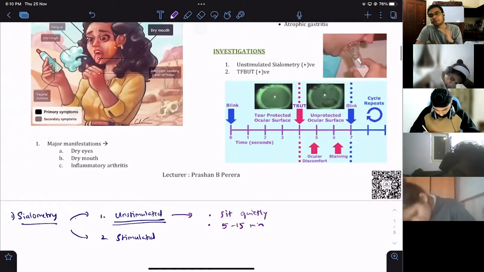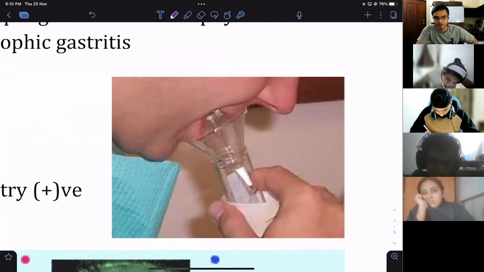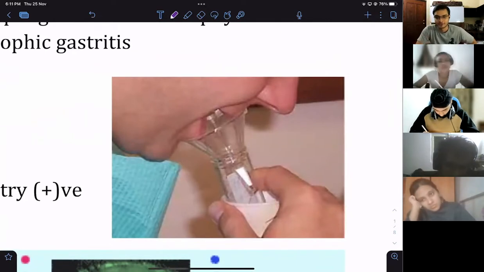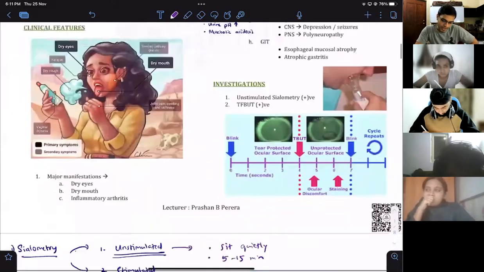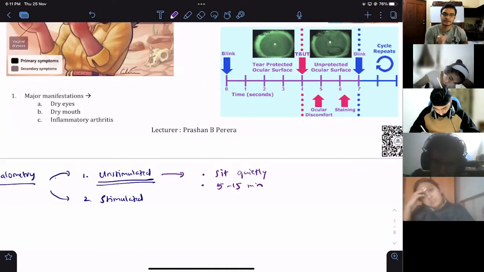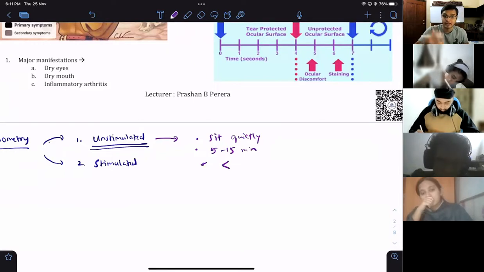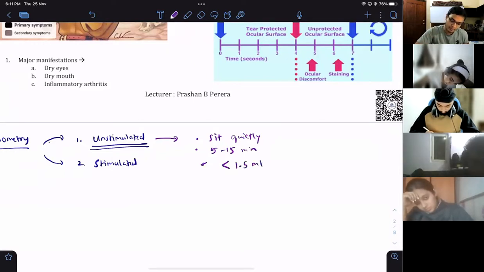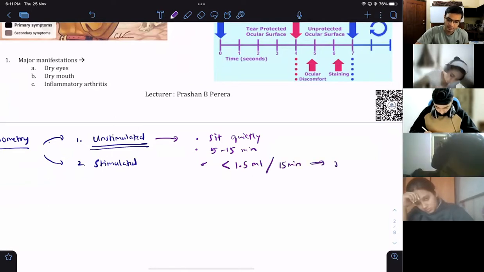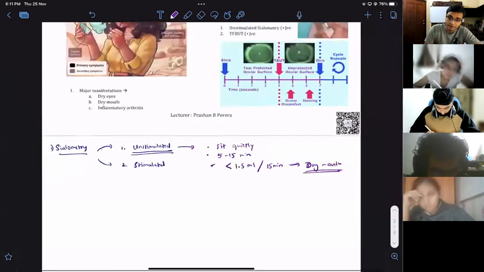This tube is a pre-weighed tube, guys. Okay, it is a pre-weighed tube. Here you all can see, right? This is what they use. We just tell them to spit whatever comes into their mouth into that tube, right? And at the end of the 15 minutes, we check for the volume. Usually, guys, if the patient is having dry mouth, if the salivary flow rate is less than 1.5 ml per 15 minutes, we say this patient has dry mouth. Okay, dry mouth, right? So this is one of the diagnostic methods we can use for dry mouth, right? Sialometry. This is the first one.